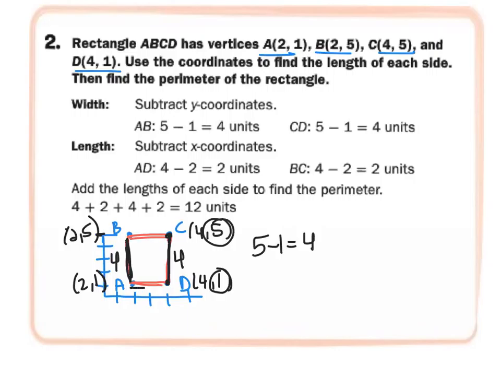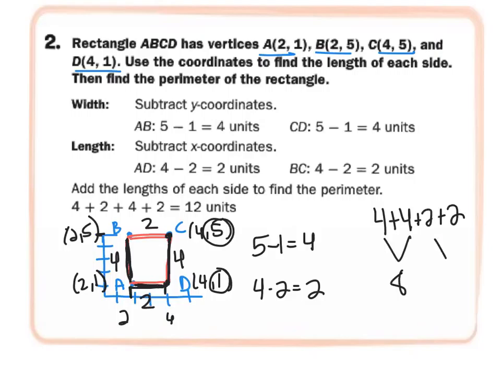Now I need to do the other side, which this one was at 4, and this one was at 2. So if I take 4 minus 2, I get 2. So this side's 2, and this side's 2. Okay, so I need to add them up. 4 plus 4 plus 2 plus 2. 4 and 4 is 8, 2 and 2 is 4, 4 plus 8 is 12. So my perimeter would be 12 units. Okay, I didn't have boxes, so I used the subtraction method to figure out the lengths.